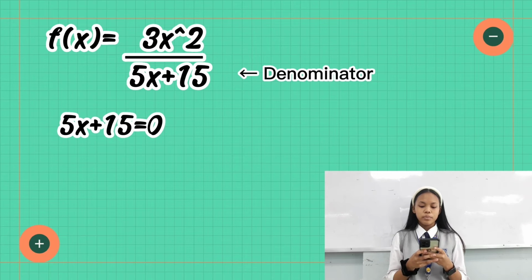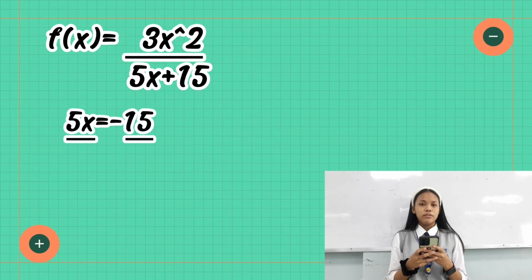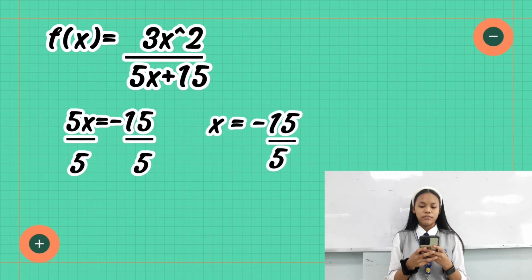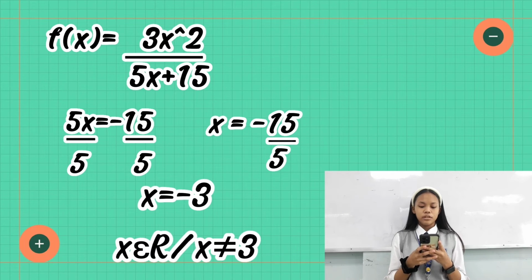Using the subtraction property of equality, subtract both sides by 15. Then, we have 5x equals negative 15. Divide both sides by 5. Then, we have negative 15 over 5. Then, simplify so that we have negative 3. Therefore, x is an element of the real numbers such that x is not equal to negative 3.